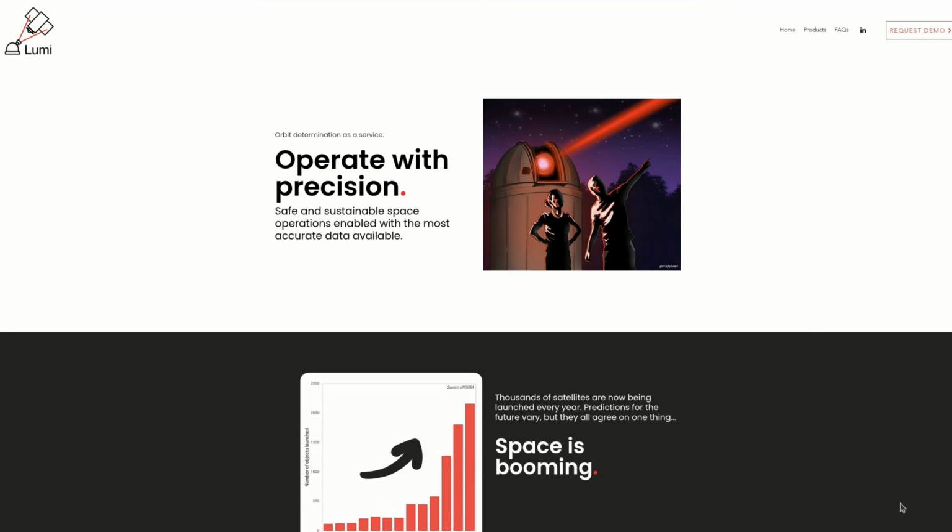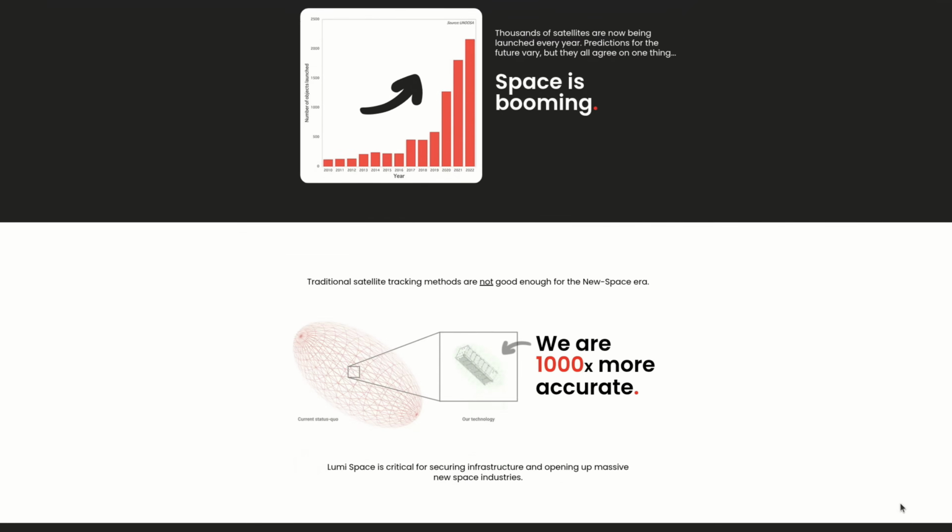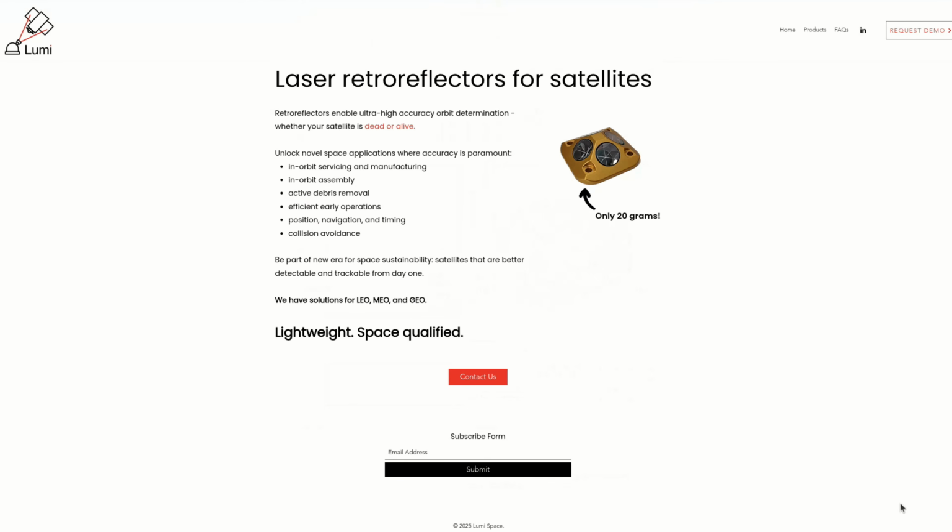One potential way around using spicy dual-use tech is working with this company LumiSpace, which offers precise orbit determination by tracking your satellite with a tiny retroreflector. But that's also for a future video to explore.